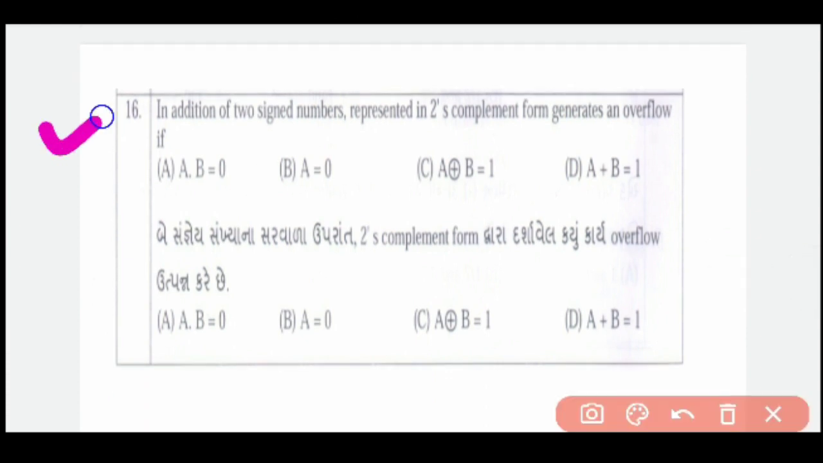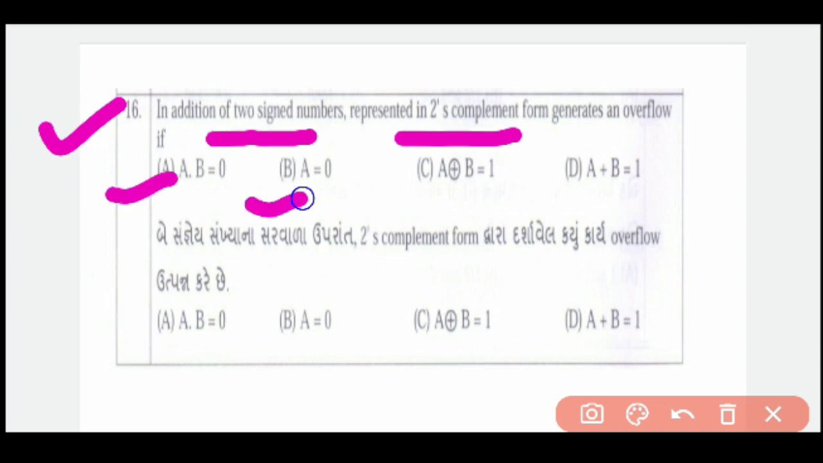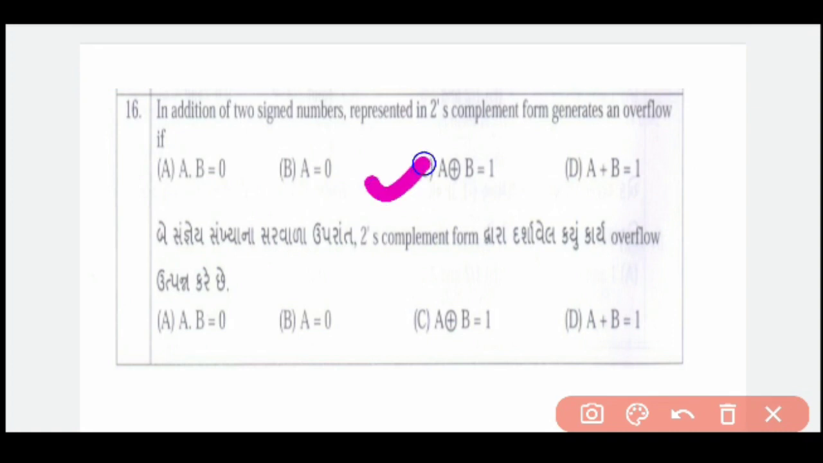Question number 16. In addition of two signed numbers represented in two's complement form, it generates an overflow if: A, A into B is equal to 0; B, A is equal to 0; option C, A two's complement B is equal to 1; and option D, A plus B is equal to 1. Then the answer is option C.